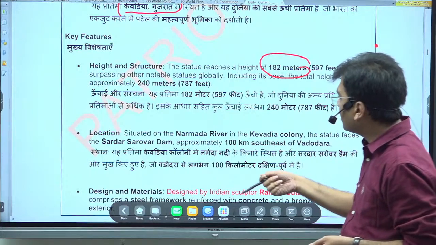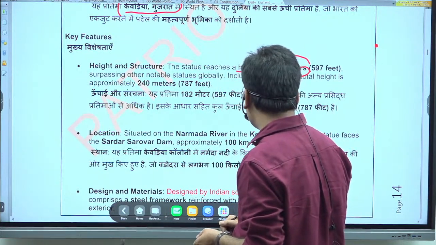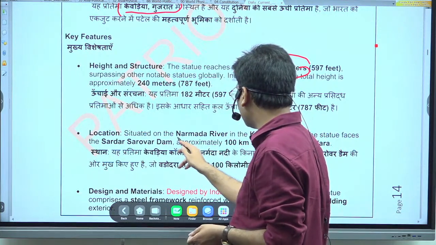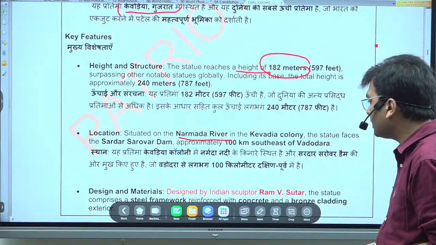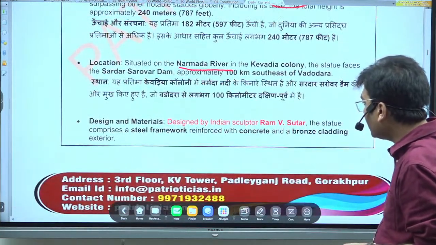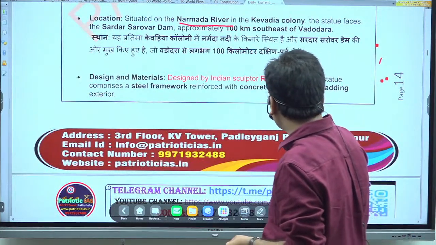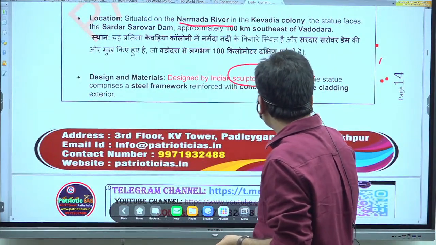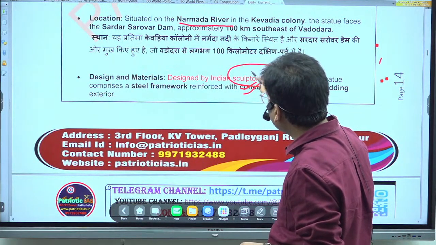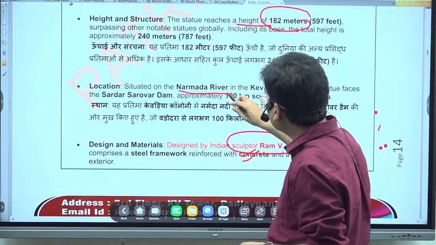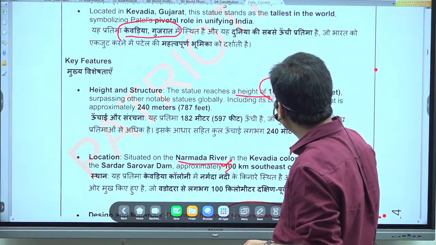The height is so much, and it is situated on the bank of the Narmada river. All these things you should know. It was designed by the sculptor Ram V. Sutar. For the pieces, these are the important things: who designed it, where it is situated, the Narmada River, and its height of 182 meters.